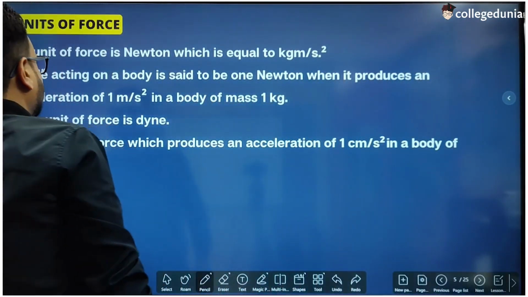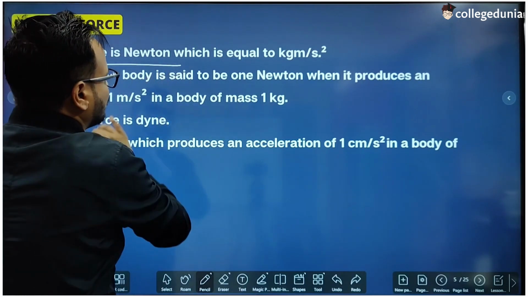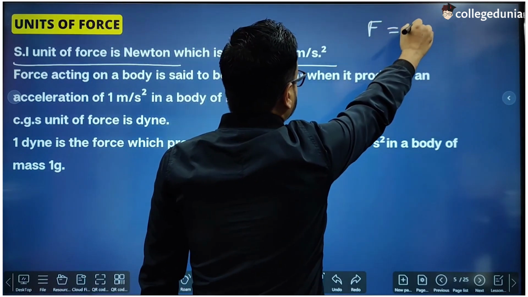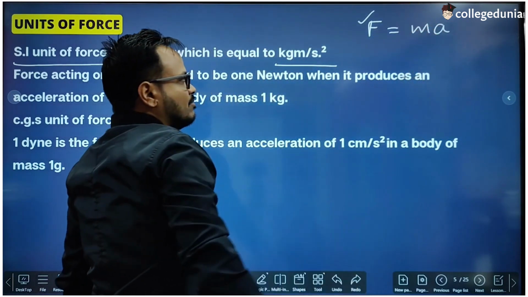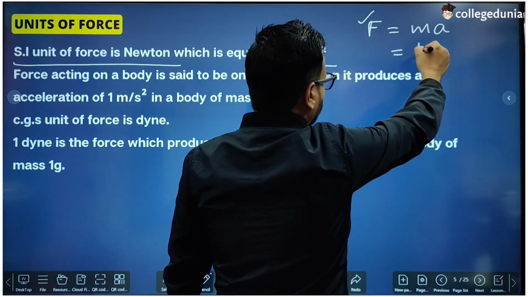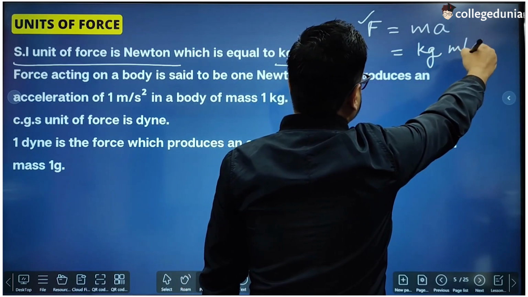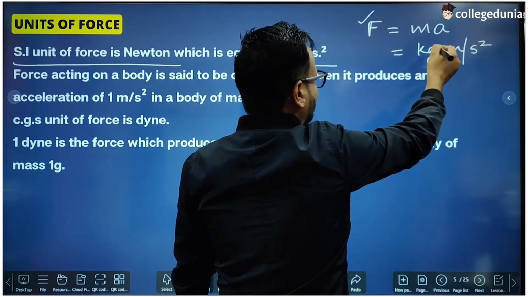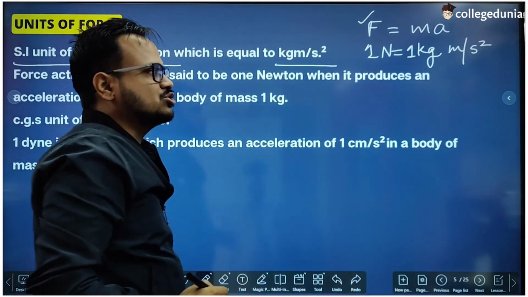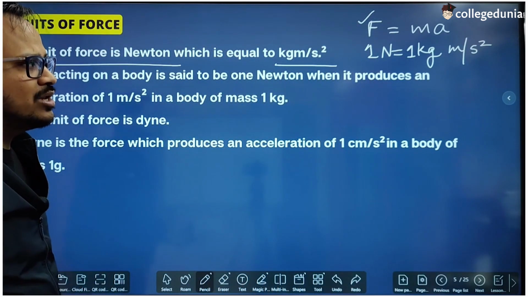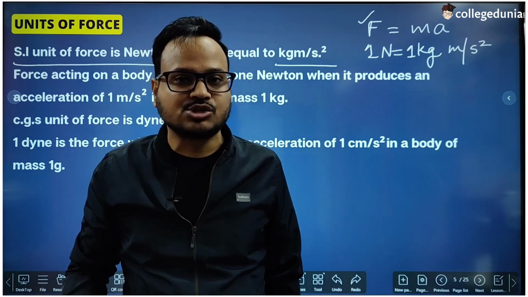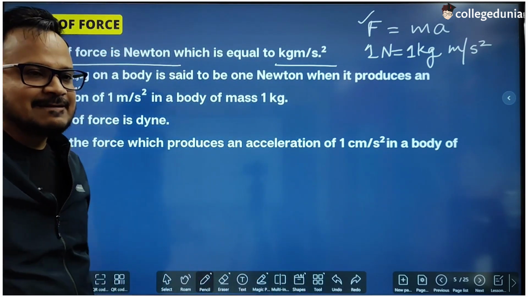First of all, let's discuss the units of force. SI unit of force is Newton, which is equal to kg meter per second square, right? F equal to ma. So this force is going to come in SI units if the mass is in SI units and acceleration is in SI units. SI unit of mass is kg and SI unit of acceleration is meter per second square. One value of this unit is called 1 Newton. So 1 Newton is 1 kg meter per second square. If we have to define what is 1 Newton, then we will say that force is said to be 1 Newton when it can produce an acceleration of 1 meter per second square in a body of mass 1 kg.